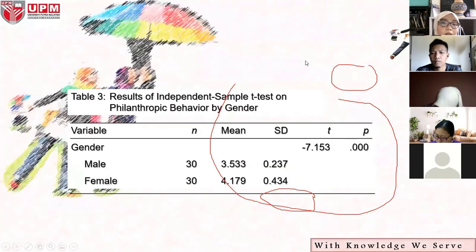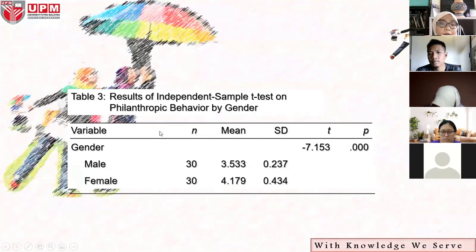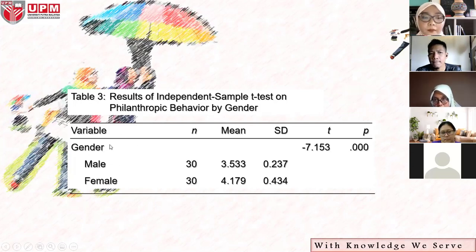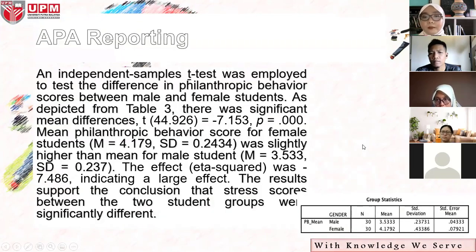So, in terms of reporting the result in a table, this is how it looks. You present the heading: Table 3, Result of Independent Sample t-test on Philanthropic Behavior by Gender. You report the variable according to gender, the number of samples per group, mean, standard deviation, T and P. This is the APA representation.